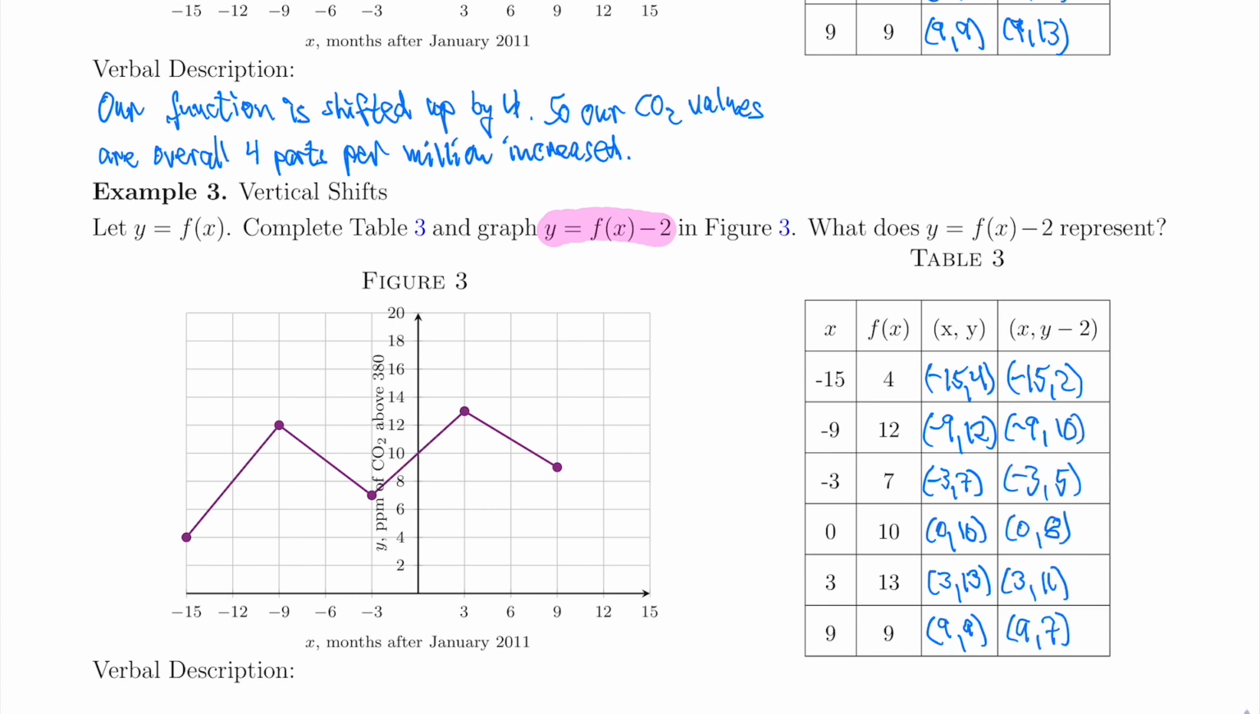And then from there on I fill in all the rest of the values. And now that I've made my points, I can do it the other way around, and take my points and graph them. So I find negative 15, 2, and then negative 9, 10, and you see graphically what happens. Everything again gets shifted down by 2, and so I have a similar situation as before, just down.